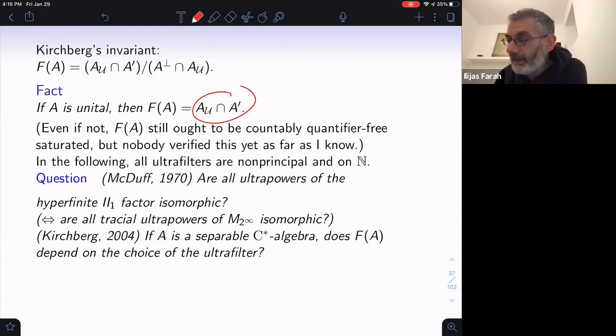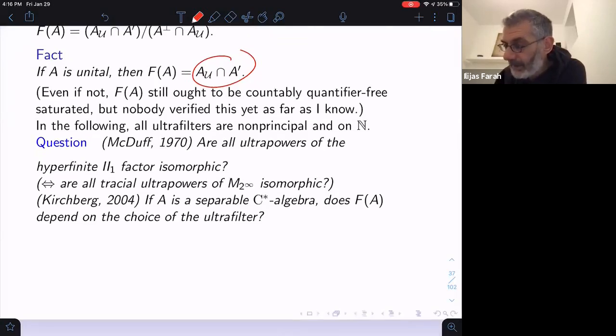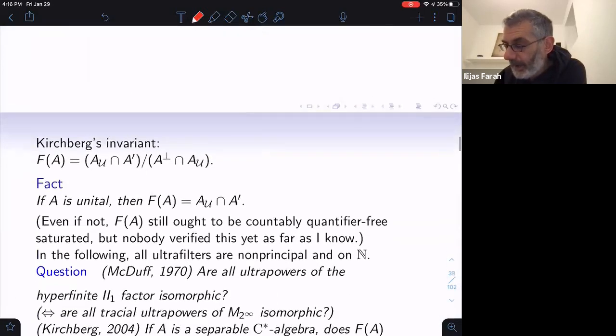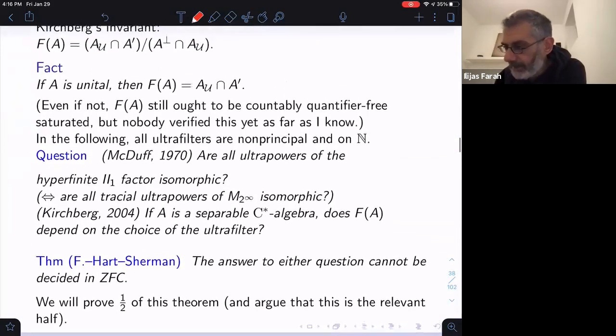All right, and this is what I want to do next. I want to look at these two questions. And the answer is somewhat surprising. I'm sure that, well, definitely for Kirchberg, he didn't expect it. I guess that McDuff didn't expect it either. So it's a theorem of myself, Bradd Hart, and David Sherman, that neither of these two questions can be decided in ZFC.